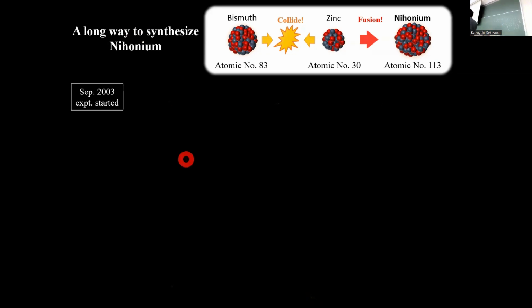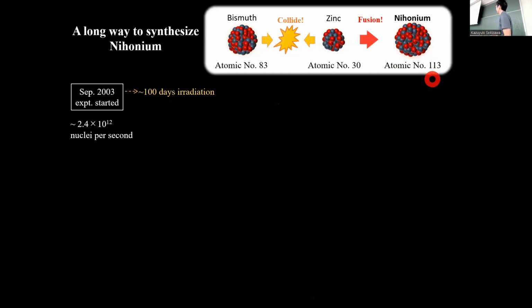So the experiment was started in September 2003. Yeah, it is 10 to 12 nuclei per second. I mean, a beam of nuclei is irradiated on the target. So the beam was zinc with atomic number 30, and the target was bismuth with atomic number 83. So if you add those two, it becomes nihonium.